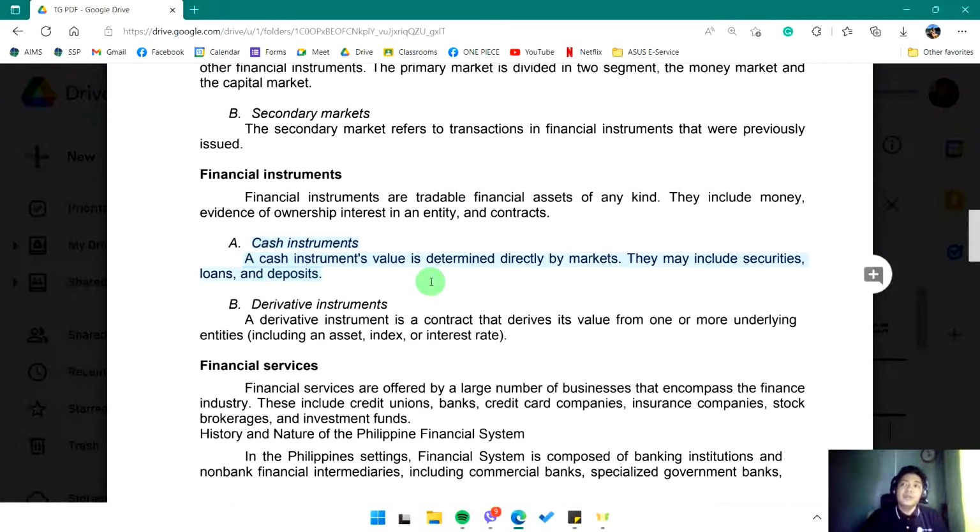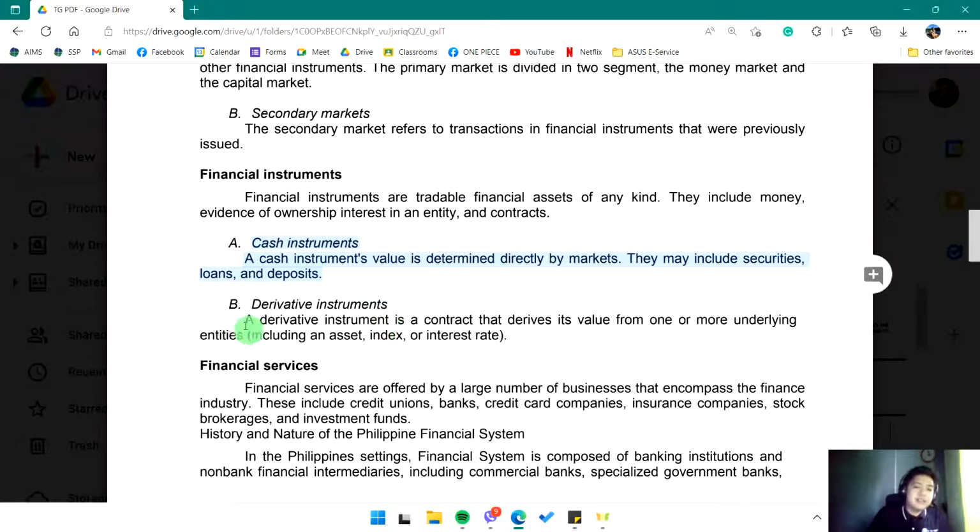Ibig sabihin nito, without any consultation from third-party entities, meron na kagad value yung pera na yon. Cash is cash, no? Money is money. Whether it is in a form of physical cash, whether it's in a form of loans, whether it's in a form of deposits, online e-wallets, ganyan, it is considered cash kasi 1 peso is equal to 1 peso. May determined value na siya.